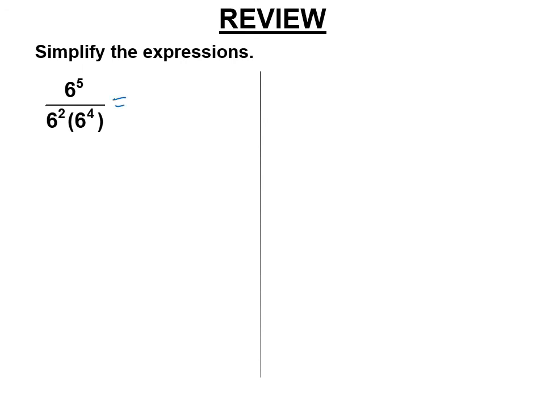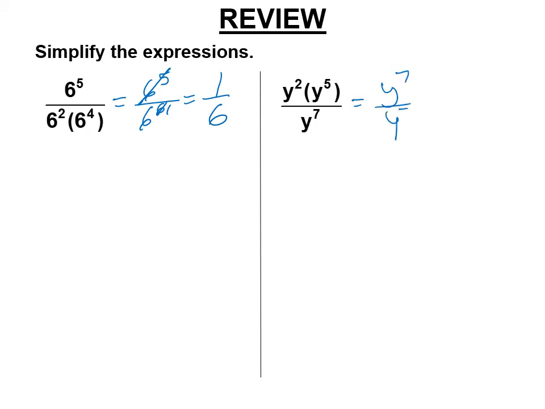So in these, I tend to multiply first. So you multiply the denominators, you get 6 to the 6th. Then we can cancel, and we have 1 extra 6th on the bottom. It's 1/6. We multiply on the top, we get y to the 7th. We get the same exact thing top and bottom, which is the same as y to the 0, or 1 whole.